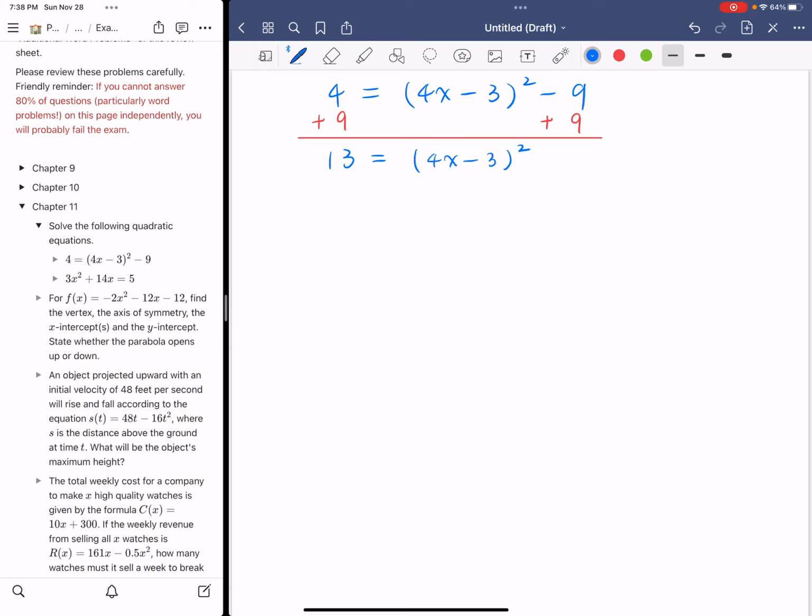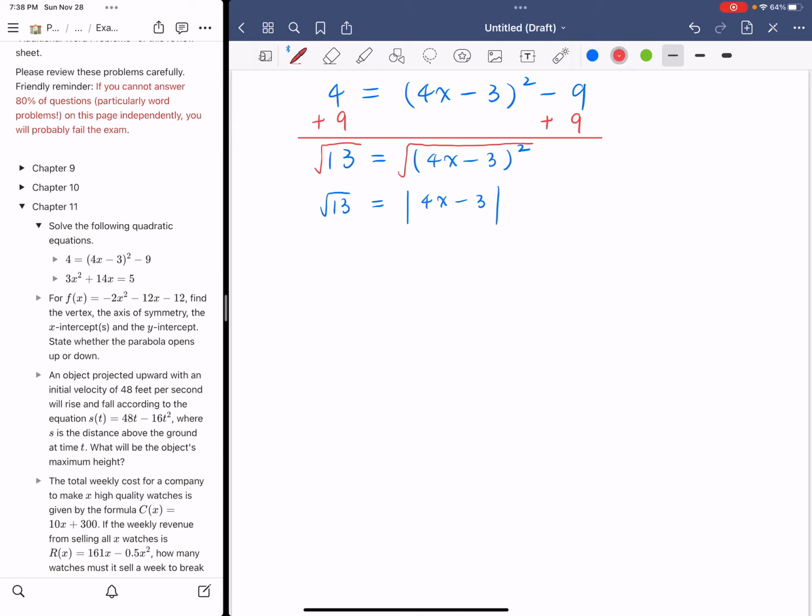Next, we're going to apply the square root property. Take a square root on both sides because that's the inverse operation of square. Once you take a square root on both sides, on the left-hand side, it's going to be square root of 13. On the right-hand side, it is the absolute value of 4x minus 3. So that is the square root property.